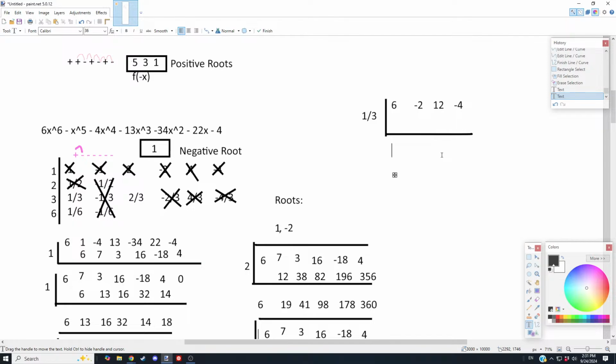We bring down the 6. 6 times 1/3 is 2. 2 minus 2 is 0. 0 plus 12 is 12. Times 1/3 is 4. 4 minus 4 is 0. Okay, so that worked.